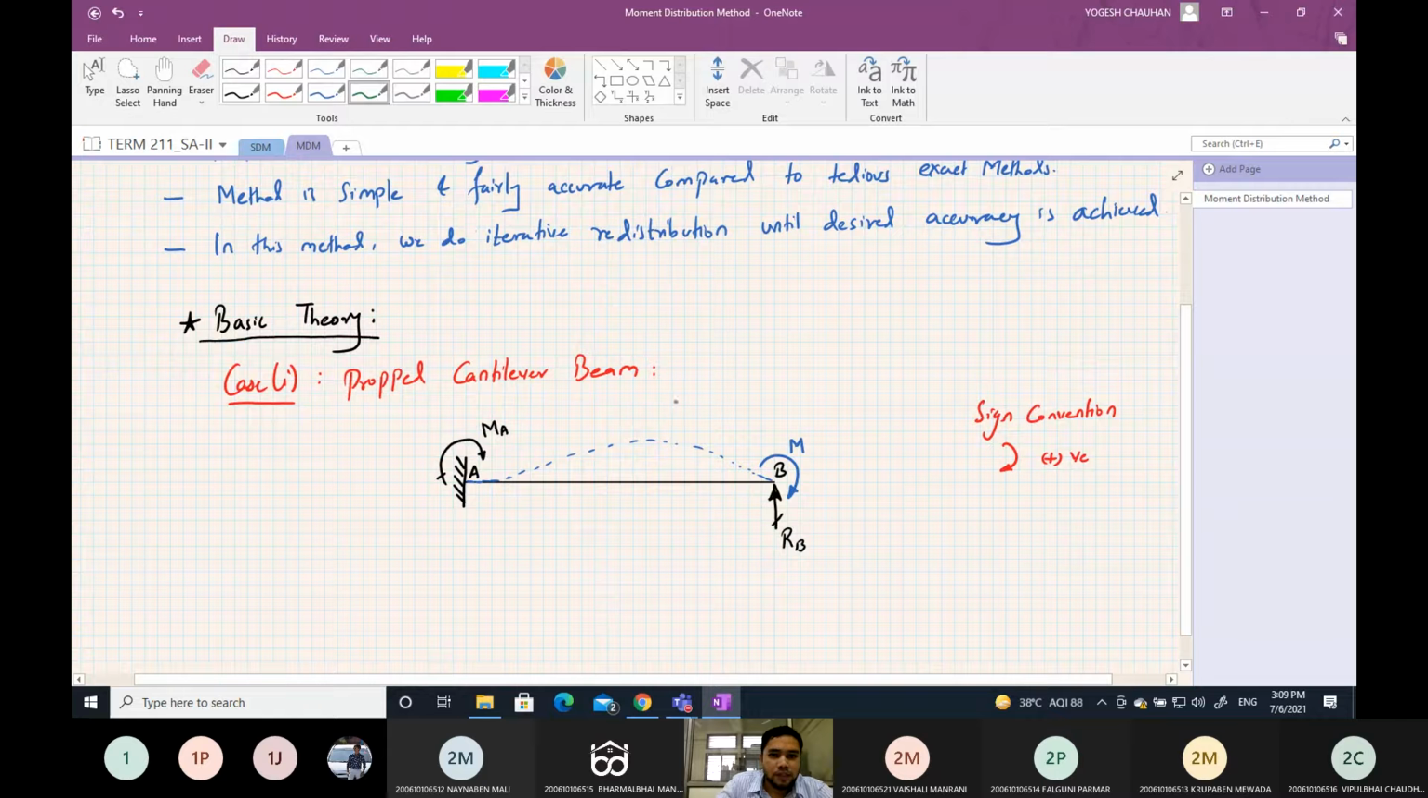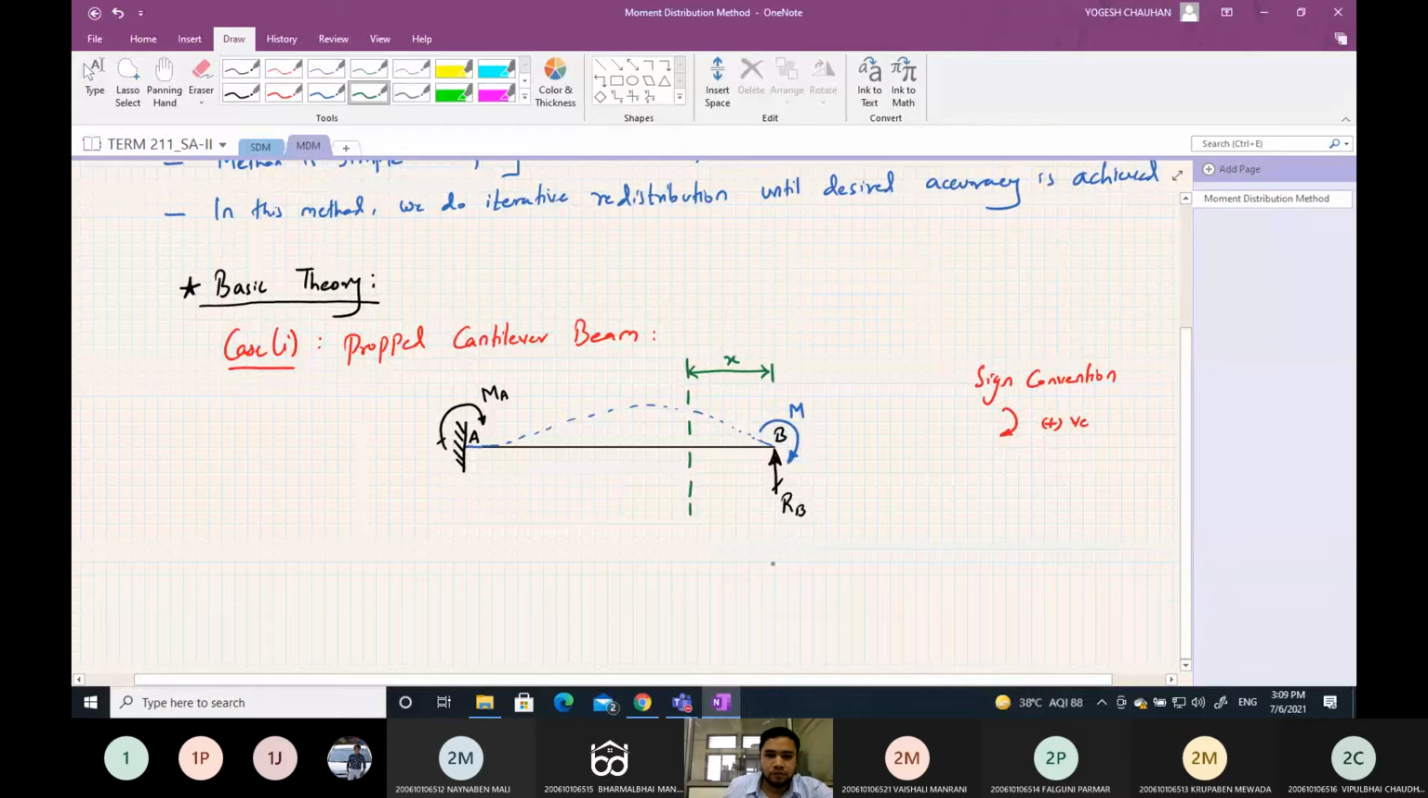Now consider any section XX at a distance x from B. So the moment at this section XX, Mx, will be equal to minus RB into x plus M. Okay, that is the moment at section XX.